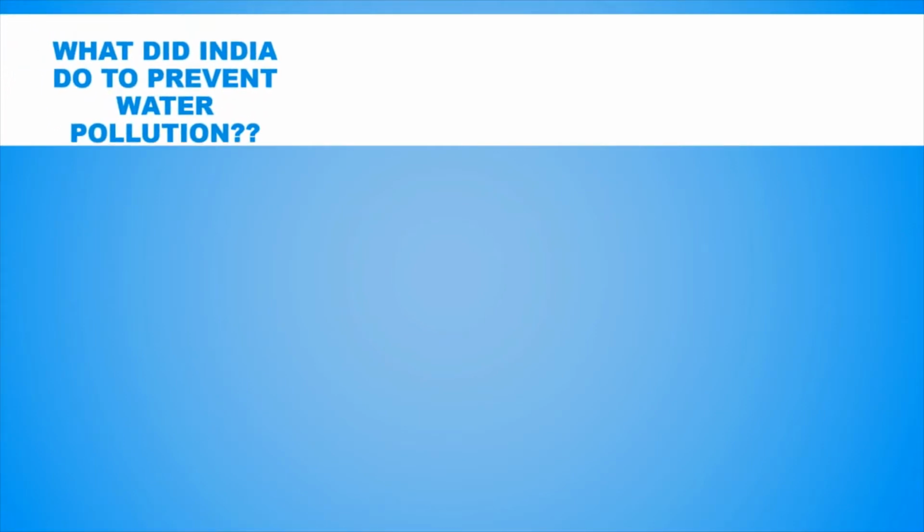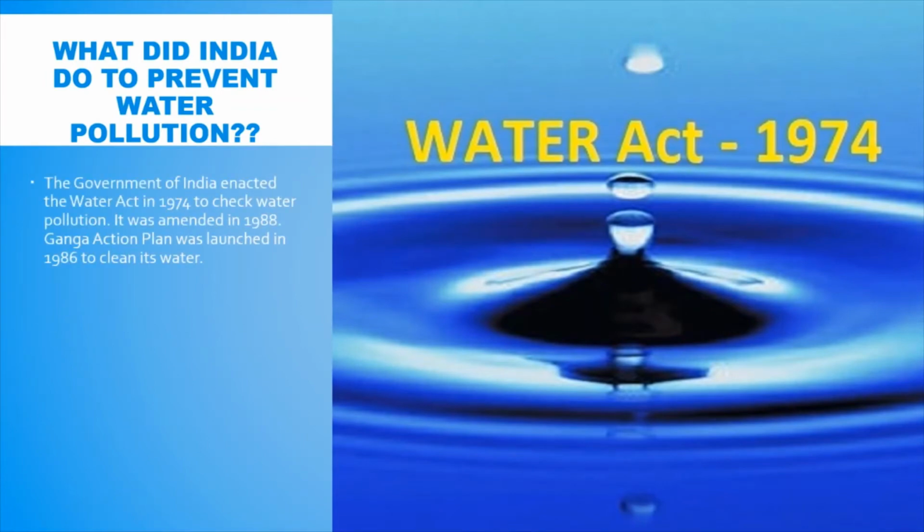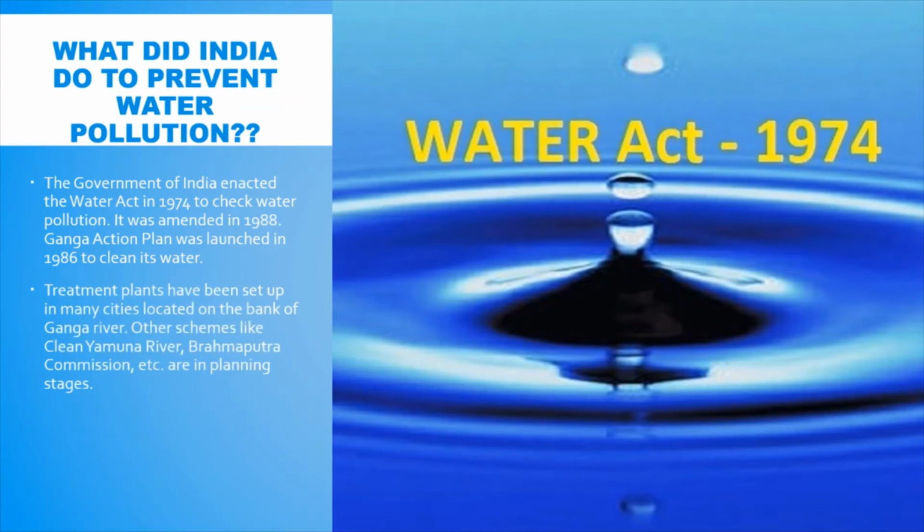What did India do to prevent water pollution? Water Act 1974. The Government of India enacted the Water Act in 1974 to check water pollution. It was amended in 1988. Ganga Action Plan was launched in 1986 to clean its water. Treatment plants have been set up in many cities located on the bank of Ganga River. Other schemes like Clean Yamuna River, Brahmaputra Commission, etc. are in planning stages.